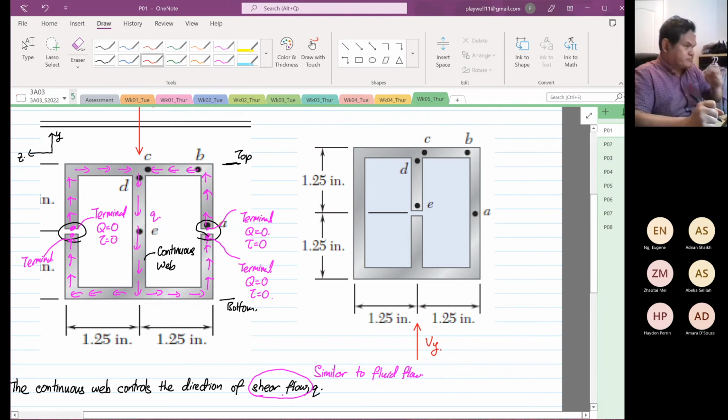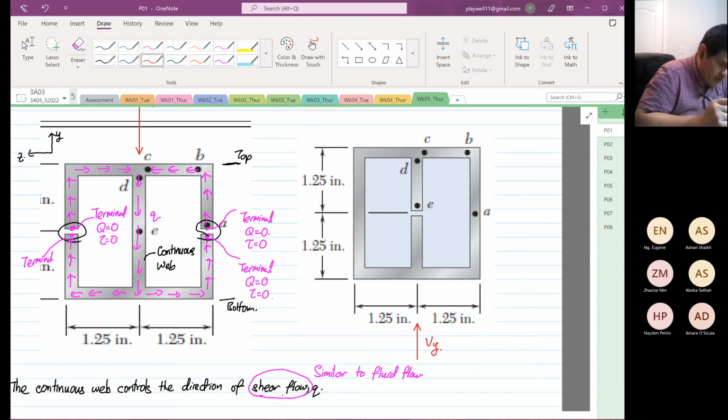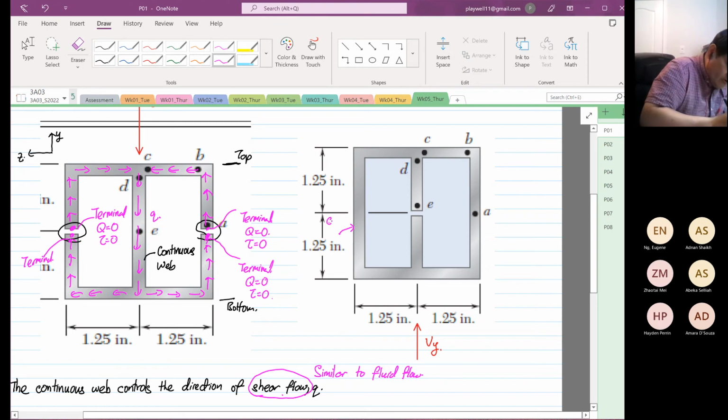So now the Q, again, is controlled by the continuous web. Now the continuous web is not at the center anymore. Now the continuous web is the left and the right. So over here, this is the continuous web. This is also the continuous web. So the shear flow now will go this way.